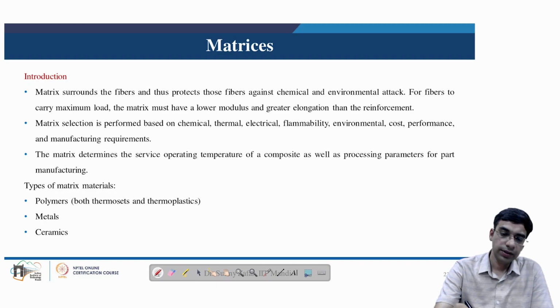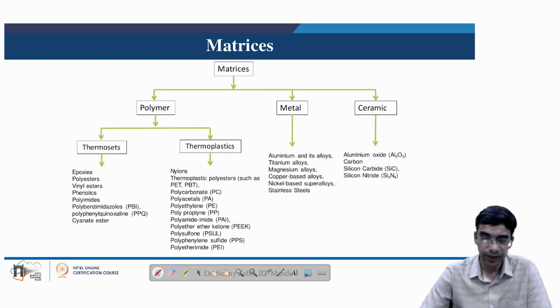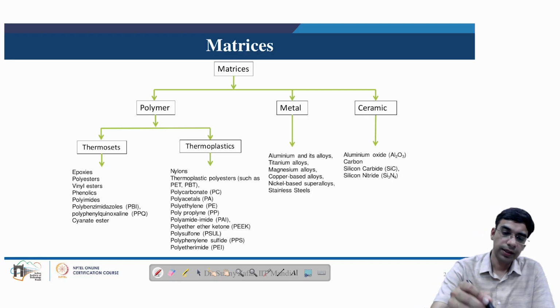And there are all these three composite types of matrices, and details of matrices also include thermoplastics and thermosets in polymer. Thermosets and thermoplastics differ in their behavior to heat, where thermoplastics can be reheated and remelted, but thermosets cannot be reheated and remelted because of the permanent crosslinks which are generated. Examples of various thermosets and thermoplastics are listed here in this slide, and the popular metals and ceramics used as matrices are also mentioned here.